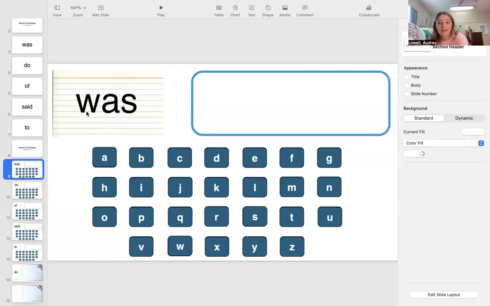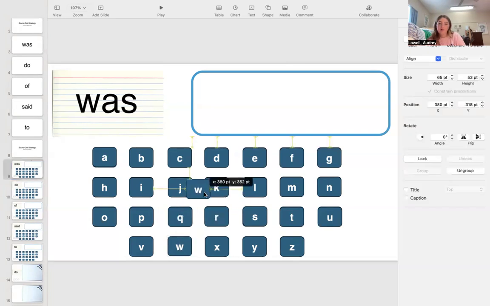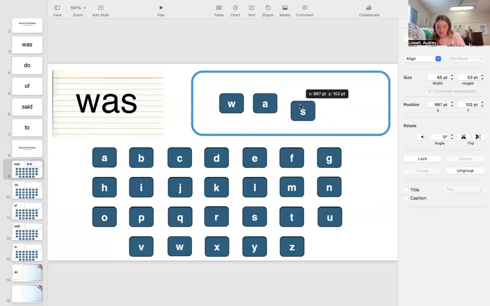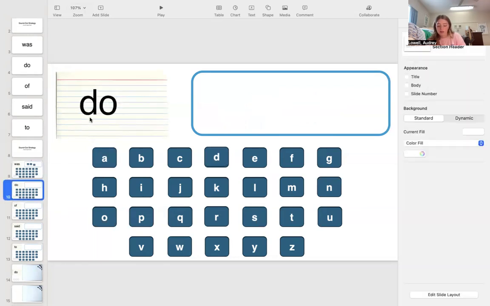First, we're going to spell out the word was. What's the word? Was. Yes. So as we move each letter, we're going to say what the letter is. So, how do you spell was? W-A-S. Was. W-A-S. Was. Awesome.